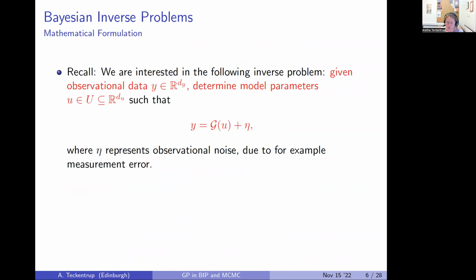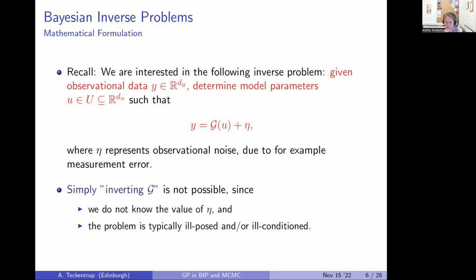But as I said, this is just one particular example. And so in general, the G can take many different forms. And in general, we would just have this inverse problem where we want to determine U from these observed data. So you can see where the name inverse problem comes from. You essentially want to invert this observation operator G.